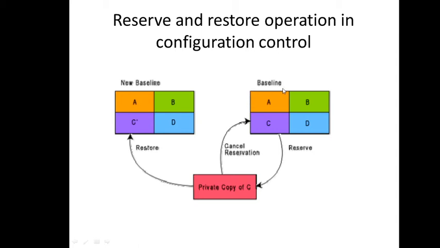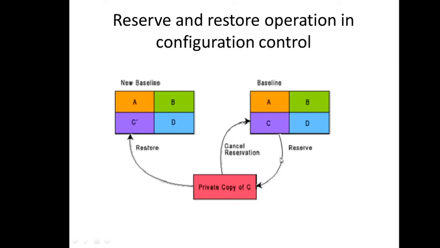Yeah? In that baseline document, say we have 4 modules or 4 parts and C needs a change, right? So if a person wants to make a change, he has to apply a reserve operation. This reserve operation means he will fetch a private copy of C, since he cannot make changes in the centralized location. He will take a private copy of it, make the changes there, and update it in a new location. A new version or a release is given in that case.